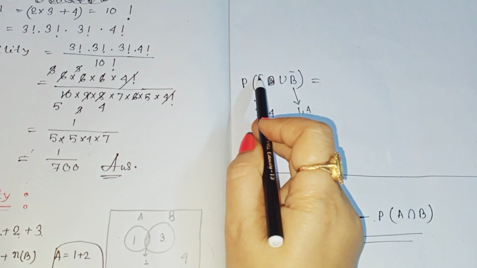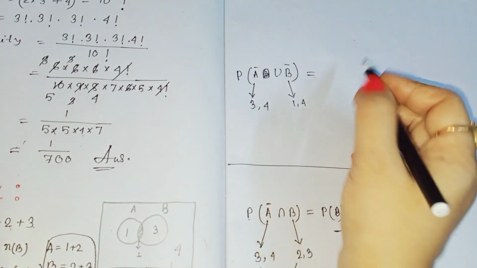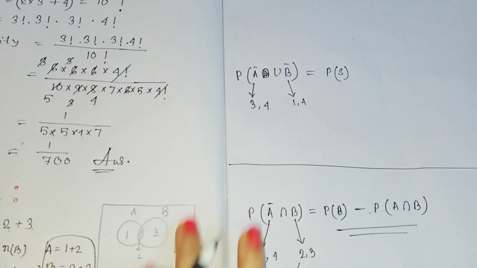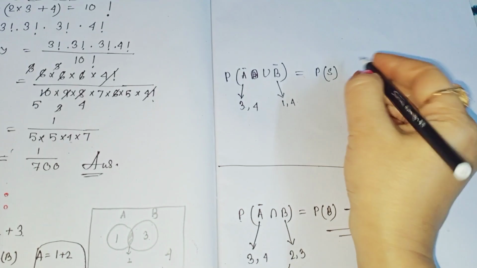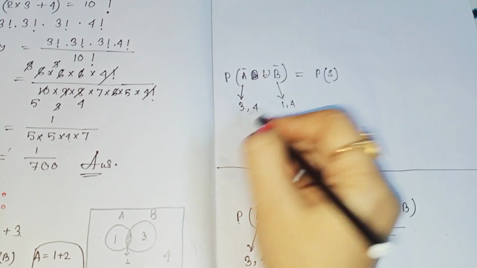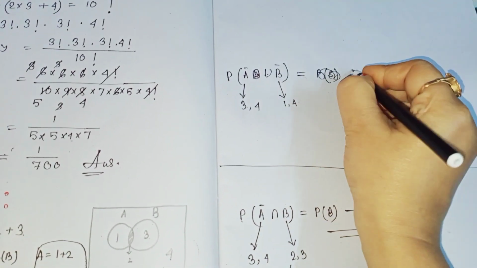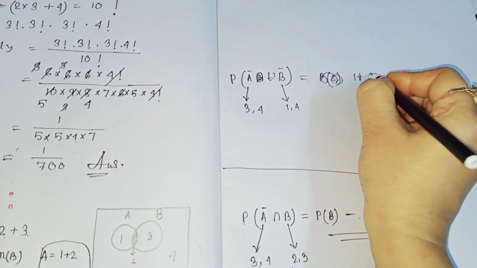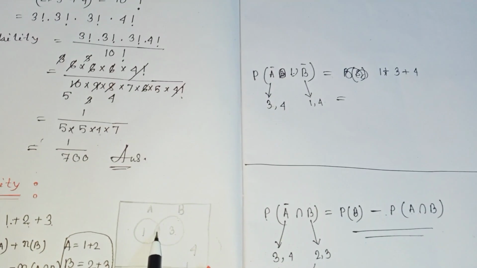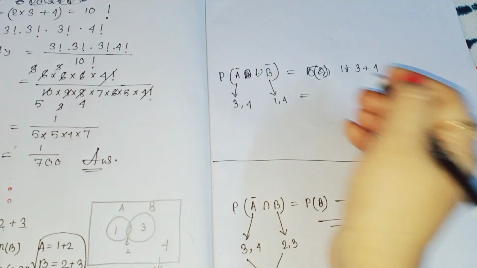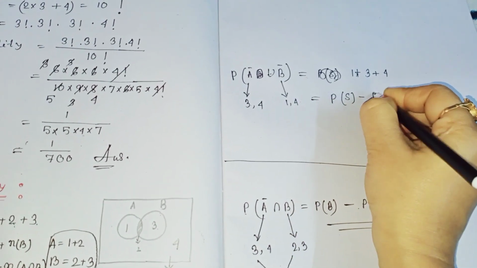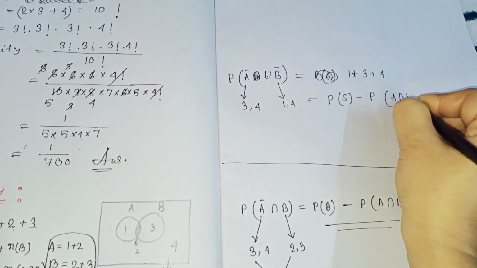Now this is A complement union B complement. So it is the whole space, the whole elements in the set. So it is P of S minus. Now just write down A union, which means 1 plus 3 plus 4. So what is left? That is 2. 2 is our common region. So we write down, it is P of S minus P of A intersection B.